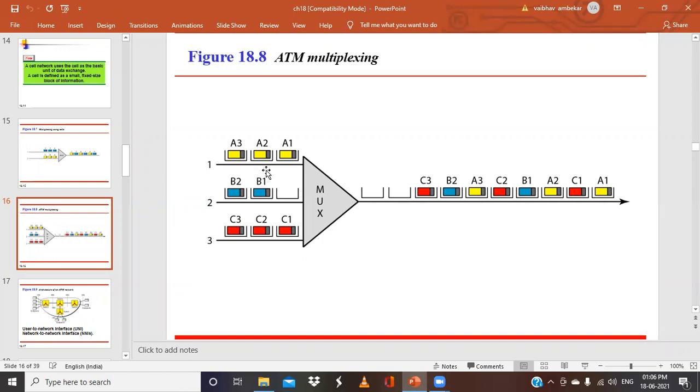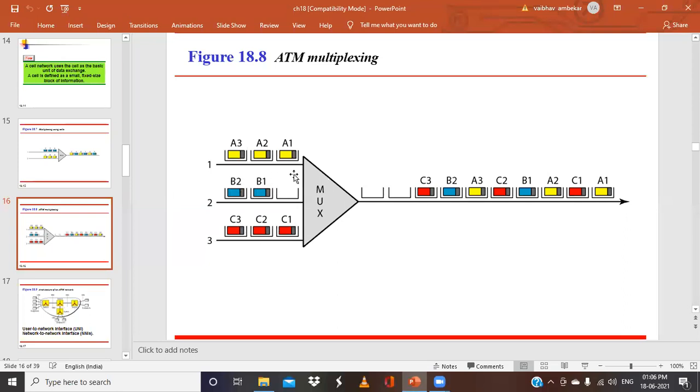Here we can see that multiple frames are arriving, and they have been split into multiple small data units called cells. These cells will be of equal length. The cells are then multiplexed. We know the concept of multiplexing, so the multiplexing technique will be used with the other cells. Here we have A1, A2, A3, and then there is no cell here, then B1, B2, and C1, C2, C3 and so on.